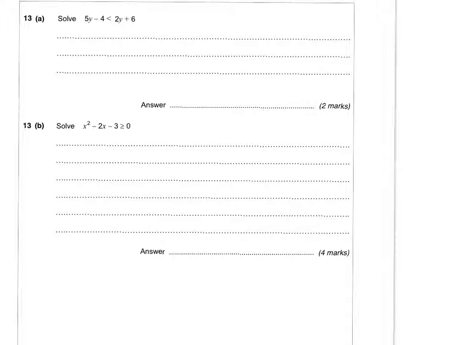Question 13. Solve. Subtract 2y both sides. So 3y minus 4 is less than 6. Add 4 both sides, so 3y is less than 10. y is less than 10 over 3.